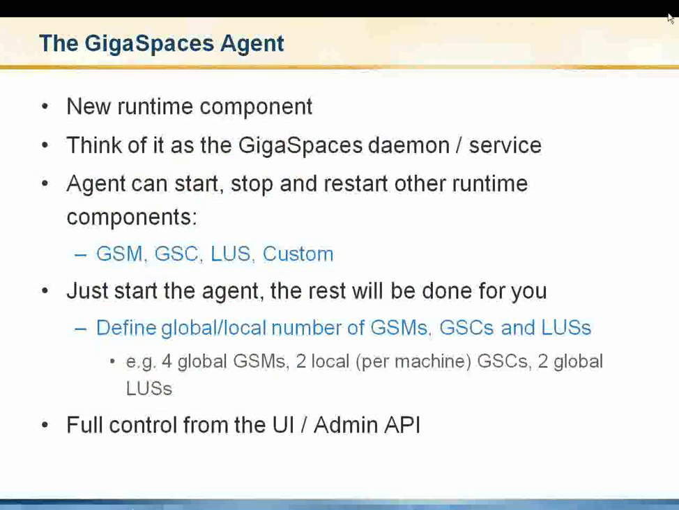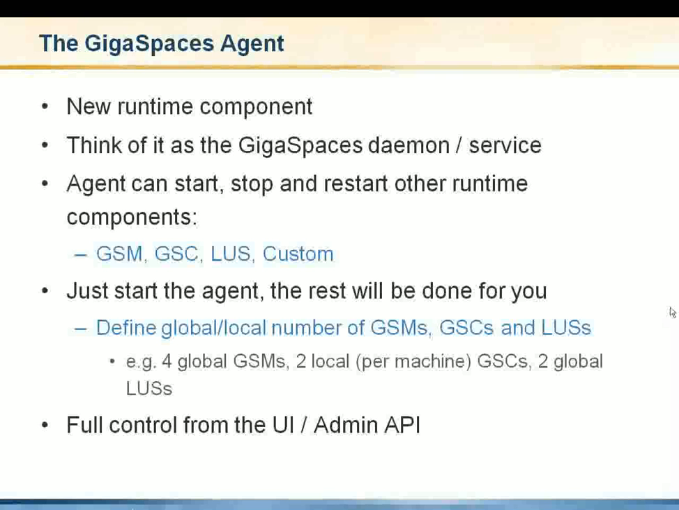Okay, the next thing that we're going to talk about is a new runtime component in GigaSpaces, which we call the GigaSpaces Agent. Let me remind you that one of the themes of 7.0 was better administration and monitoring capabilities of the system. One of the things that we found out is that there are several processes that the user needs to start up in order to run the system. For example, the GSM, which is the GigaSpaces Manager, and the GSCs, which are the containers that run one or more processing units, and our global lookup services.